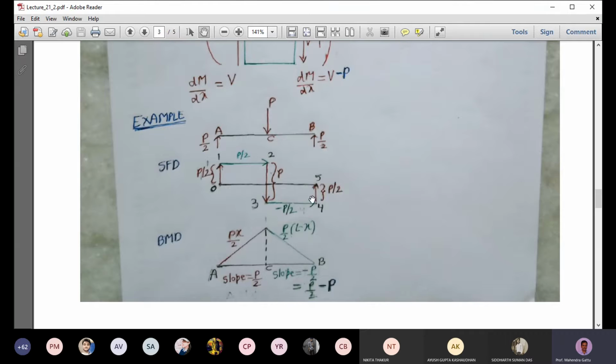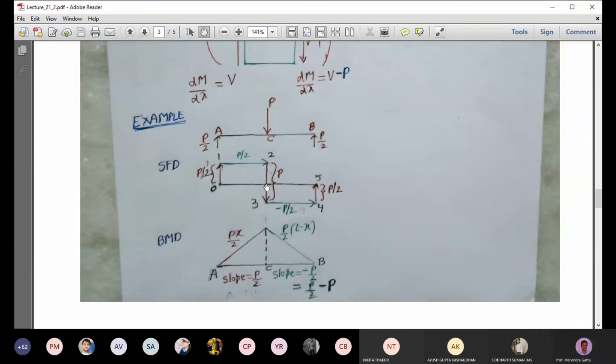So at point A, the reaction is P by 2, so we move P by 2 upward, and then there's no change in shear force, so we have the same constant horizontal line. At C, there's a downward force P acting, so this arrow moves downward by an amount P. So there is a change in sign from plus P by 2 to minus P by 2 in the shear force. Then from C to B, we again go horizontally because there is no distributed load between C and B. And at the reaction B, which is P by 2, we move in the same direction as the reaction and reach 0. Okay, so this is one way to draw the shear force diagram.